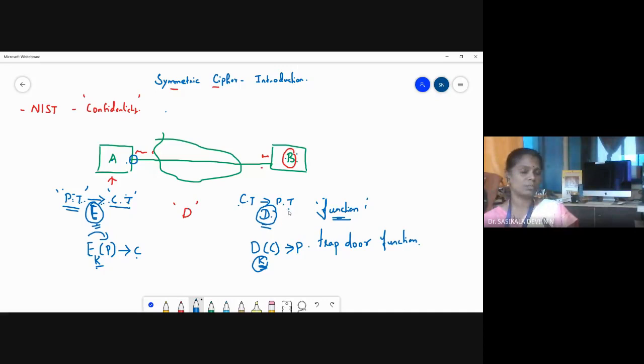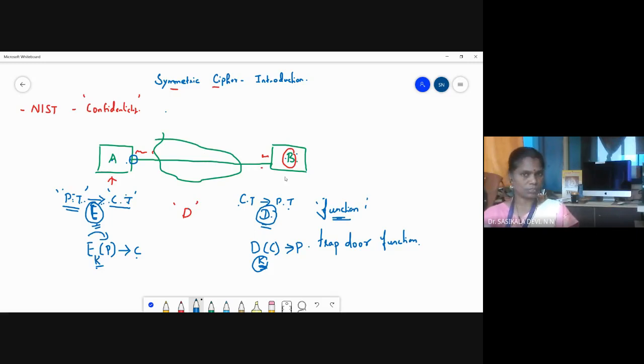That type of crypto system is known as asymmetric crypto system. The design aspect of symmetric crypto system is completely different from asymmetric crypto system. For the time being, don't worry about asymmetric crypto system. Just concentrate on symmetric crypto system.